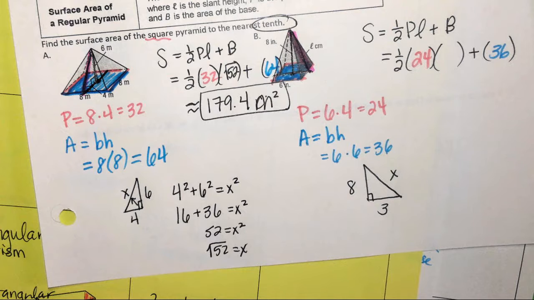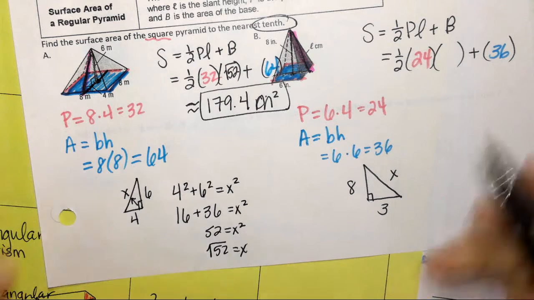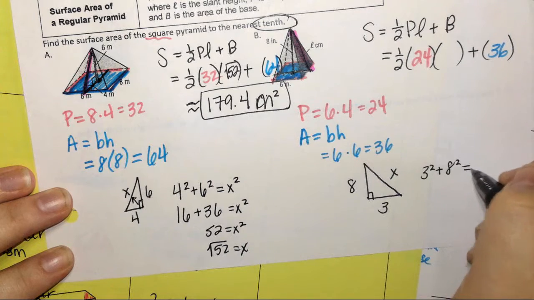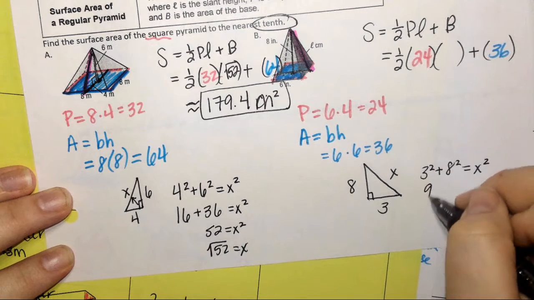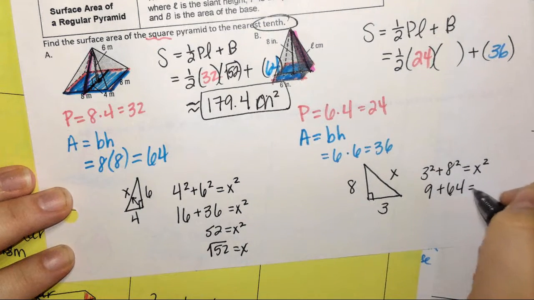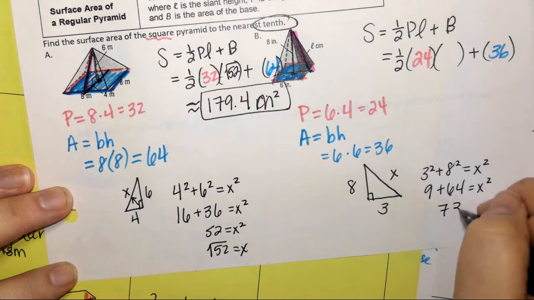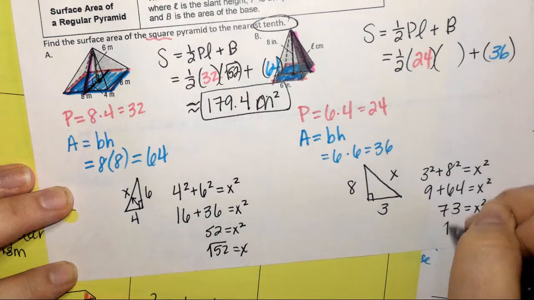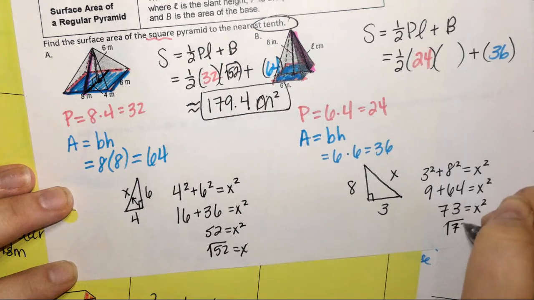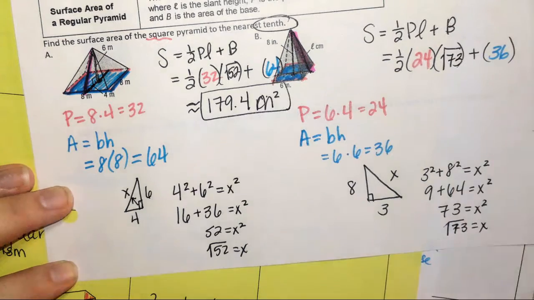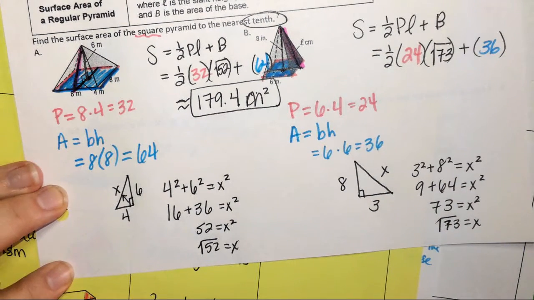And even more annoying, this is not a triple again. So we have to use Pythagorean theorem. 3 squared plus 8 squared equals x squared. You know me. I'm going to make one of them a triple. 73 equals x squared. Square root of 73 equals x. So you can type in that decimal, which is somewhere between 8 and 9. Or you can just plug in square root of 73.